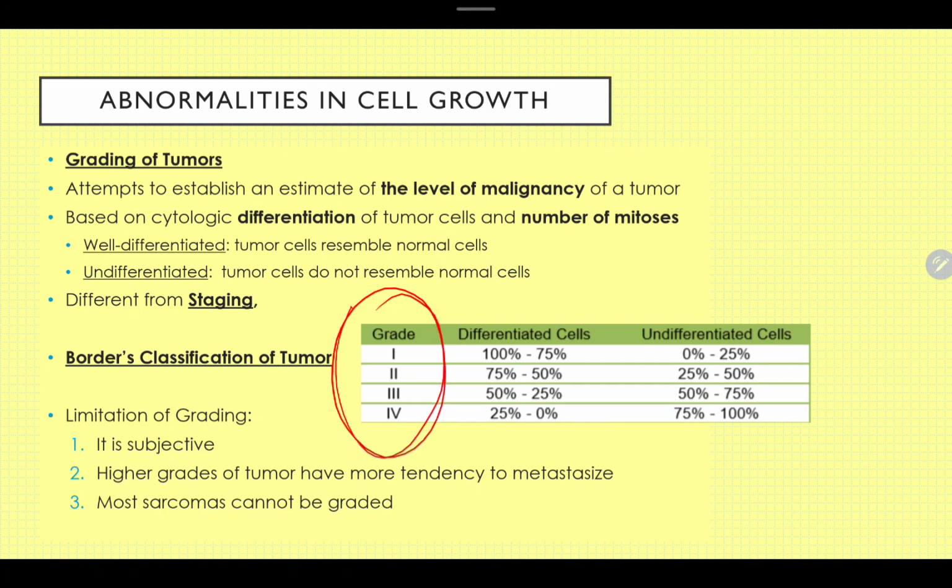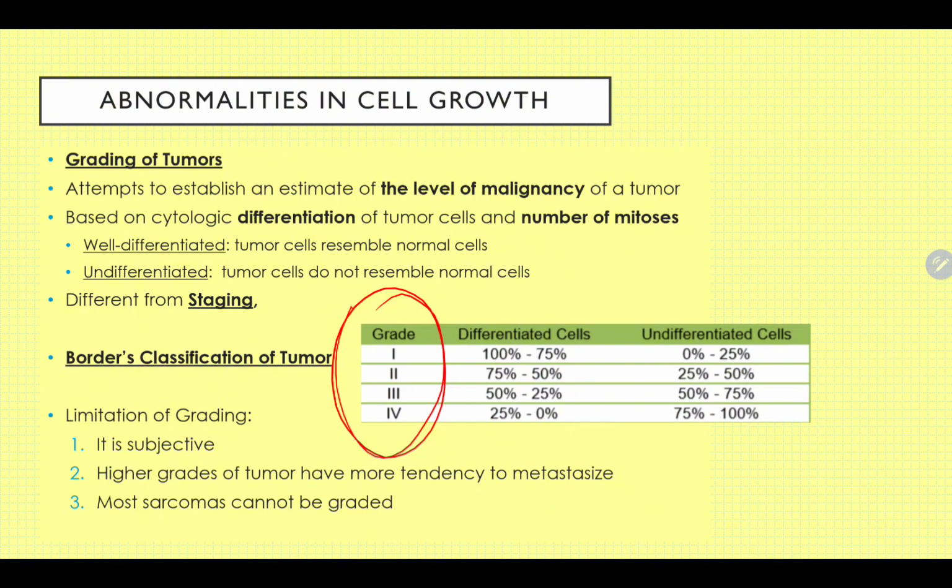These are the different grades, okay? So try ninyo understand. Pag grade 1 pa yung classification, the differentiated cells are 100 to 75. So ibig sabihin, most of the cells na nakita ni Doc under the microscope resemble normal cells. Ibig sabihin, they can still function normally. Pag grade 2 naman, 75 to 50 na lang ang nag-resemble sa normal cell. Pag grade 3, 50 to 25% na lang. Pag grade 4 is 25 to 0. Wala na talaga.